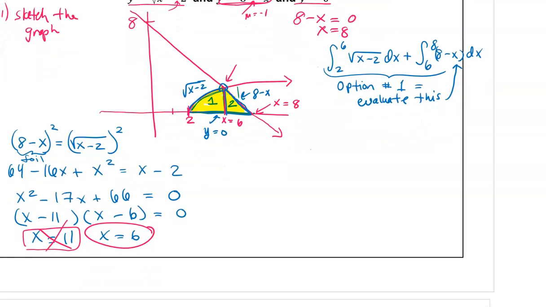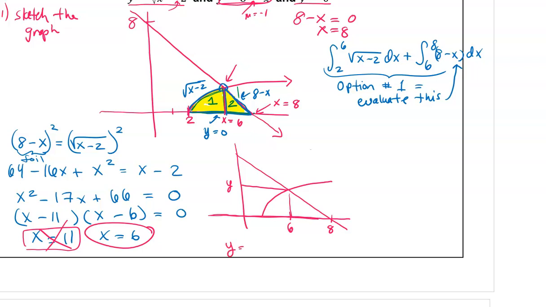Option number 2 would be to change things to be in terms of y. I'm just going to draw the same picture. It has the same points of intersection. Here's where x is 6, here's where x is 8. And then I could find the y coordinate for that point by simply taking 6 and plugging it into either of the equations. So maybe I'll do the 8 minus x equation. So when x is 6 for that point, y is 2.